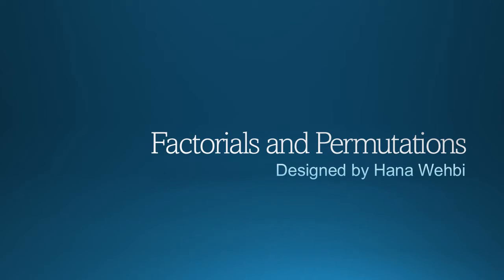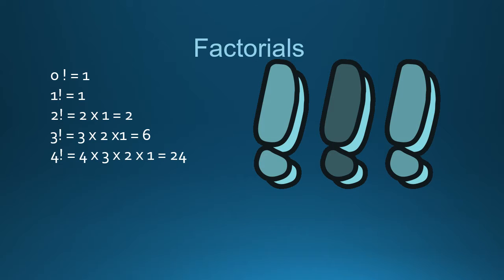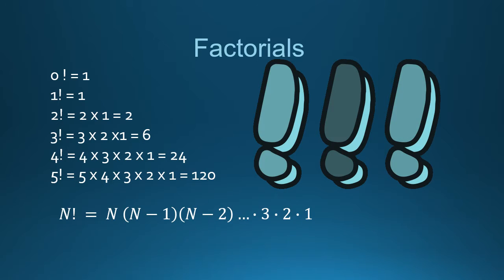So in this video, we're going to talk about factorials and permutations. So what do we mean by factorials? 0 factorial is 1, 1 factorial is 1, 2 factorial is 2 times 1, 3 factorial is 3 times 2 times 1, 4 factorial is the same as 24, 5 factorial is the same as 120, therefore n factorial is n times n minus 1, n minus 2, etc. till we reach 1.